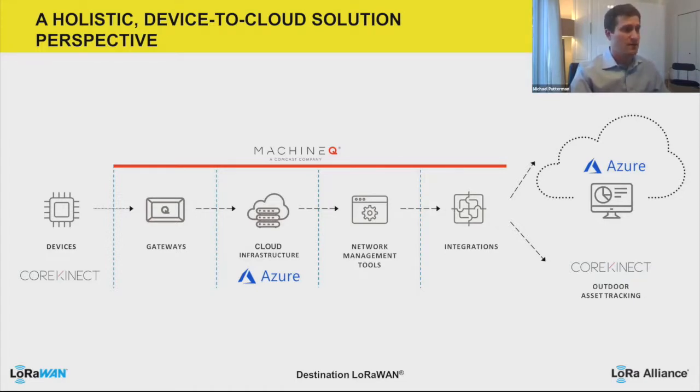And this coalescence of CoreKinect, MachineQ, and Azure is a perfect example of that, where we have world-class hardware and firmware development paired with a fully integrated network platform that allows that data to travel wirelessly via LoRaWAN, and then a cloud-to-cloud integration between MachineQ and the customer's application really allows for a simple solution that not only worked in a pilot here, but worked at scale. We're talking about hundreds of locations, hundreds of thousands of devices.